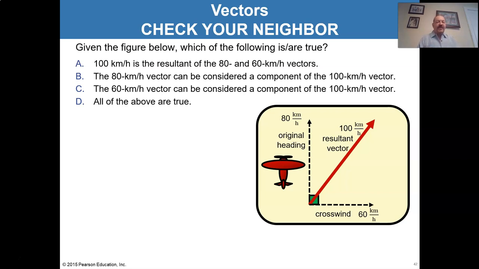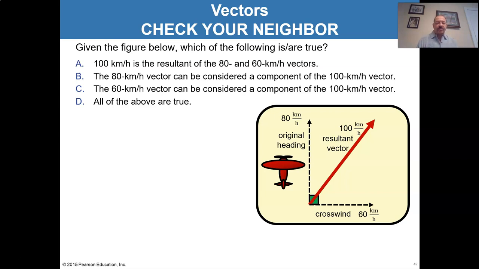So given the figure below, which of the following is true? Now look at the figure first. We've got a plane, we'll say the upward direction is north. So you got a plane in its original heading going 80 kilometers per hour due north. But there's a crosswind shown at the bottom pointing east. So it's perpendicular to it at 60 kilometers per hour. And the resultant vector, if you use Pythagorean theorem, is 100 kilometers per hour.